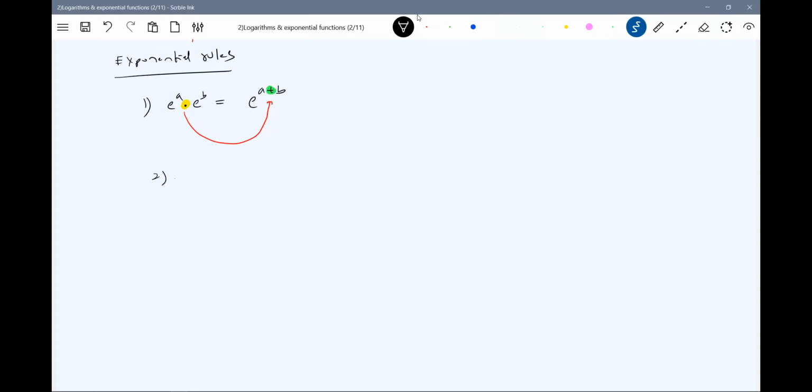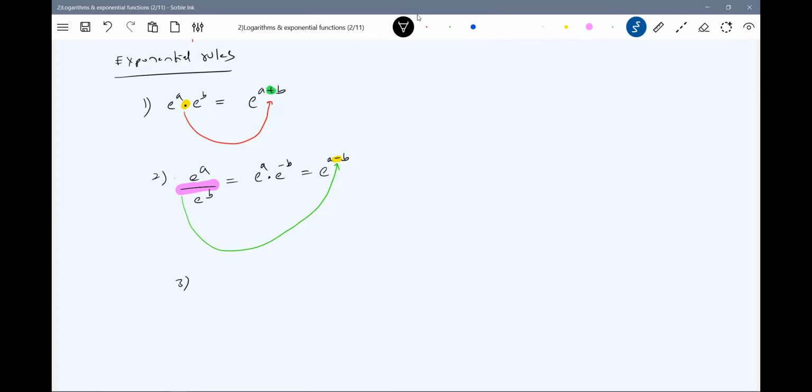Next one, e to the power of A divided by e to the power of B. This can be written as e to the power of A times e to the power of minus B. What happened here? You can see this is the division, no? And to what is it converted? What is the conversion? The division is converted into the subtraction.